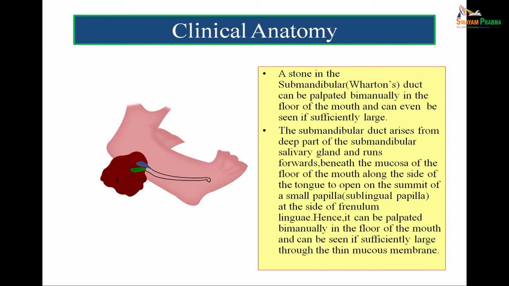The duct of the submandibular gland is called Wharton's duct. Now, this duct can be palpated. This duct is shown in the figure on the left hand side. This duct can be palpated bimanually in the floor of the mouth and can even be seen if it is sufficiently large. The submandibular duct arises from the deep part of the submandibular salivary gland and runs forwards beneath the mucosa of the floor of the mouth along the side of the tongue to open on the summit of the sublingual papilla at the side of the frenulum of the tongue. Hence, it can be palpated bimanually and can be seen even if it is sufficiently large through the thin mucous membrane.